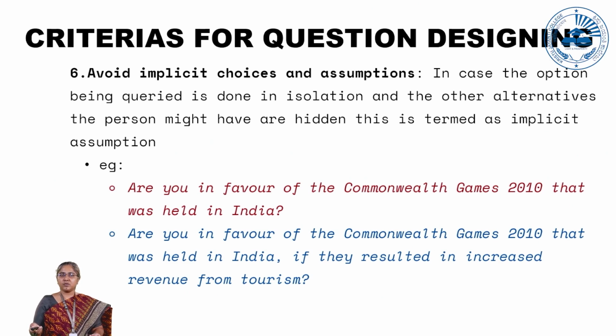So over here, you can reframe it as, are you in favor of the Commonwealth Games 2010 that was held in India if they resulted in increased revenue from tourism? So this question will help you get a better answer, and the respondent also will understand why you are asking such a question. So the sixth criteria is to avoid implicit choices and assumptions.